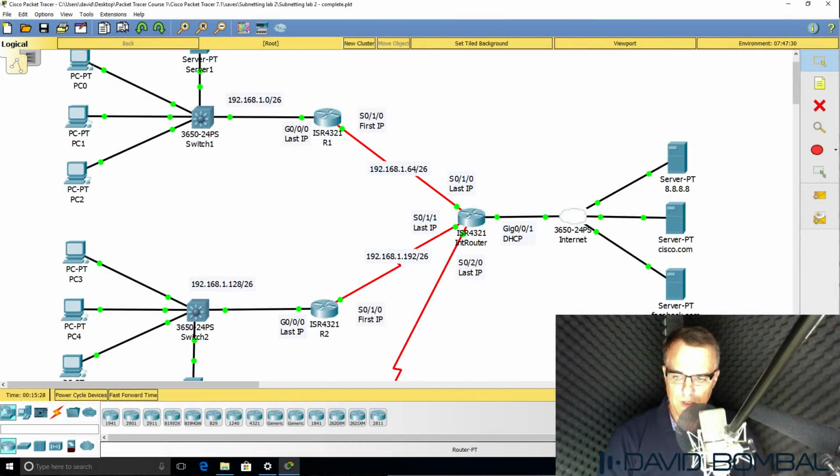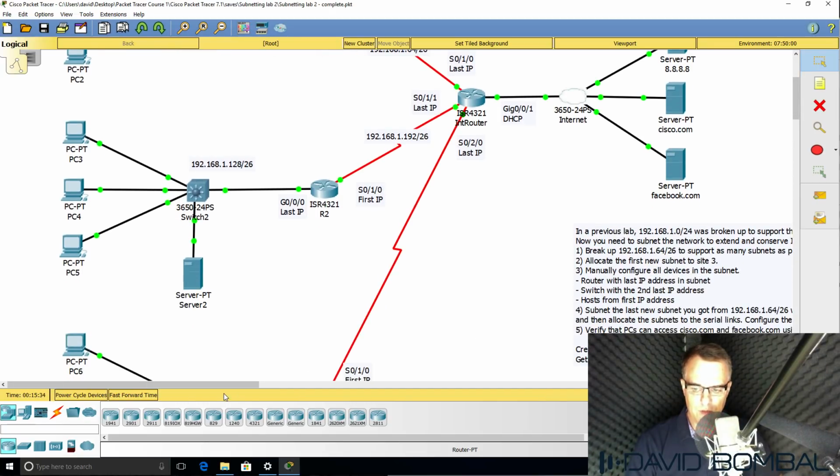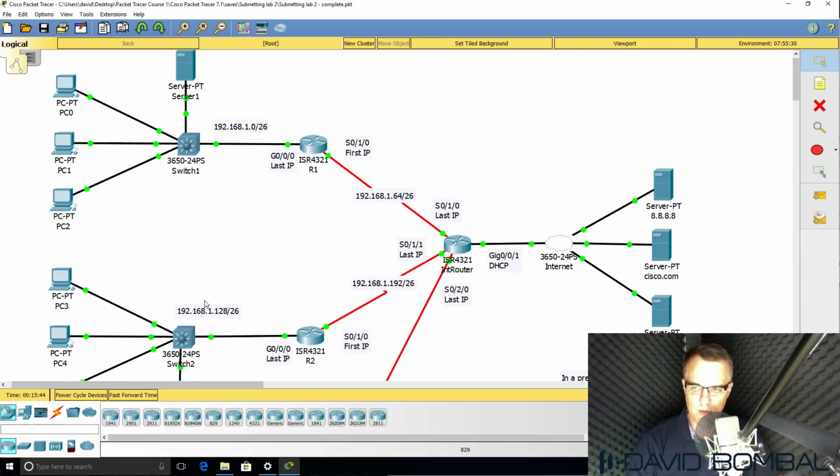Okay, so let's complete the subnetting lab. We were told that previously network 192.168.1.0/24 was broken up into four subnets to support the various subnets in this lab. So we have 192.168.1.0/26, 64/26, 192/26, and 128/26.